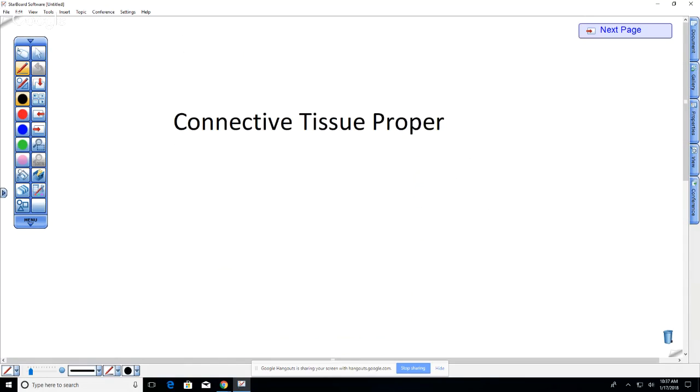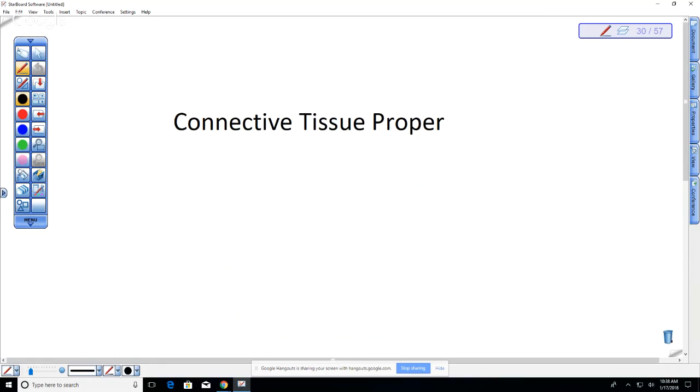Okay, so there is a group of connective tissue which is called connective tissue proper. And it doesn't include bone, and it does not include blood, and it does not include cartilage. Okay, so you're like, well, what does it include? Because I thought that was what makes up connective tissue.